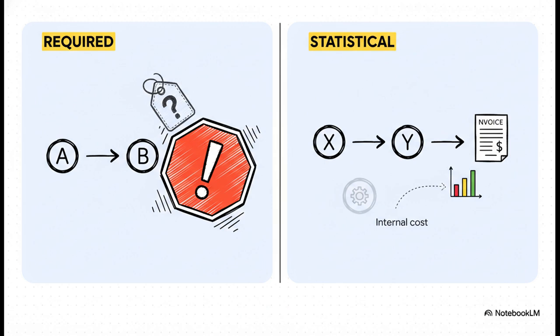On the other hand, the statistical flag is for numbers that are just for your own information. The best example is your internal cost for a product. You absolutely need to see it to calculate your profit margin, but you definitely don't want to charge the customer for it. This little flag lets you see the value without it ever affecting the final total.